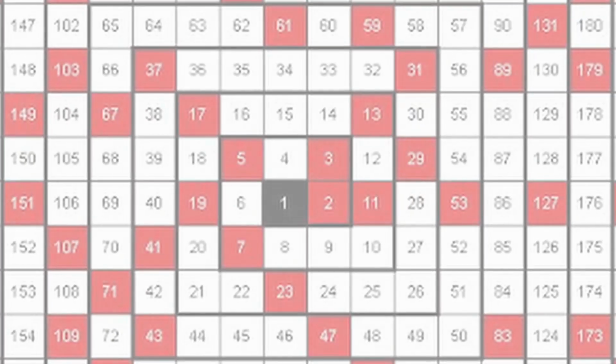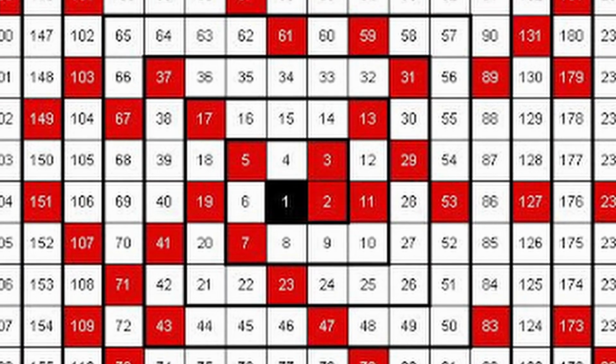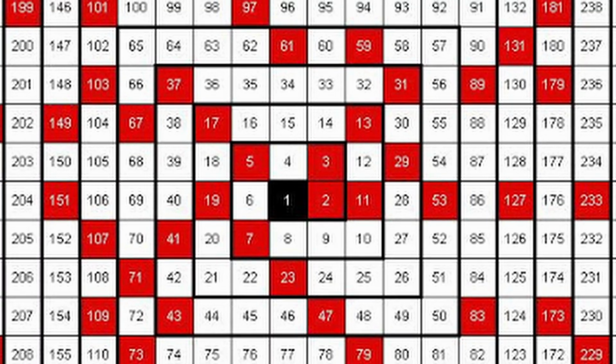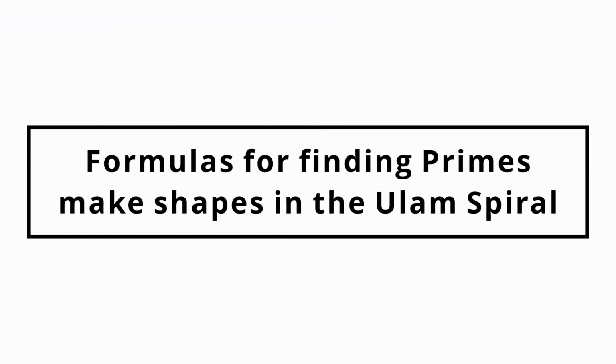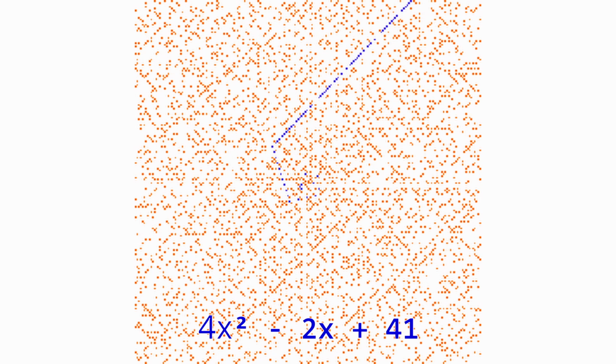The Ulam Spiral creates a square pattern, and you can find some distinct lines and patterns within it. Formulas for finding primes create shapes or lines when the results are marked on the Ulam Spiral. You can find one of such shapes by highlighting specifically primes of the form 4x squared minus 2x plus 41, starting at x equals 0, which eventually forms a straight line.